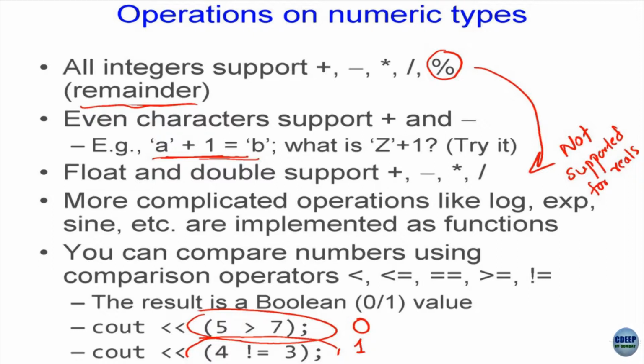So it's basically true or false. 0 corresponds to false, 1 corresponds to true. So what will be the value of this? 5 greater than 7? Excuse me, please pay attention. What will be the value of 5 greater than 7? It will be a 0. 4 not equal to 3? 4 is indeed not equal to 3, right?